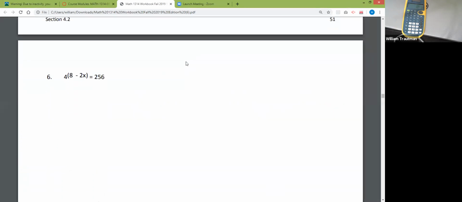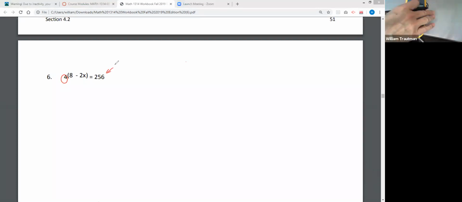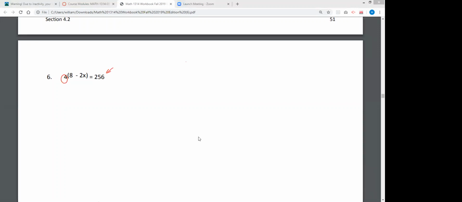Number 6. So number 6 already has a base of 4. Let's see if I can create a base of 4 out of 256 on my calculator. Are you guys able to see the calculator when it's like that? Can you make it bigger? I just double click, and it comes up good.